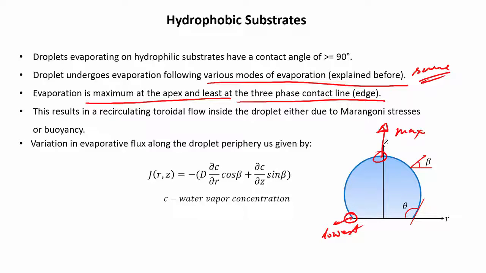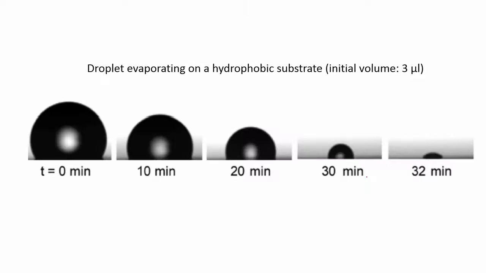So, instead of a radially outward flow, you can guess what kind of a flow this will create. This will create a toroidal flow, a recirculating toroidal flow like this, due to either Marangoni stresses or buoyancy. Let us assume how each of these things actually happens. So, understood, this is completely different from the hydrophilic droplet. In a hydrophilic droplet this was maximum, that was minimum, in this case it is just inverted, and it also creates a very different flow pattern.